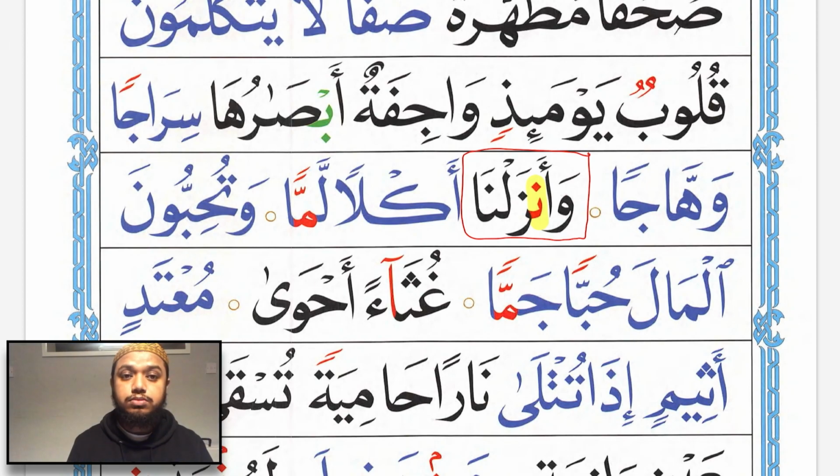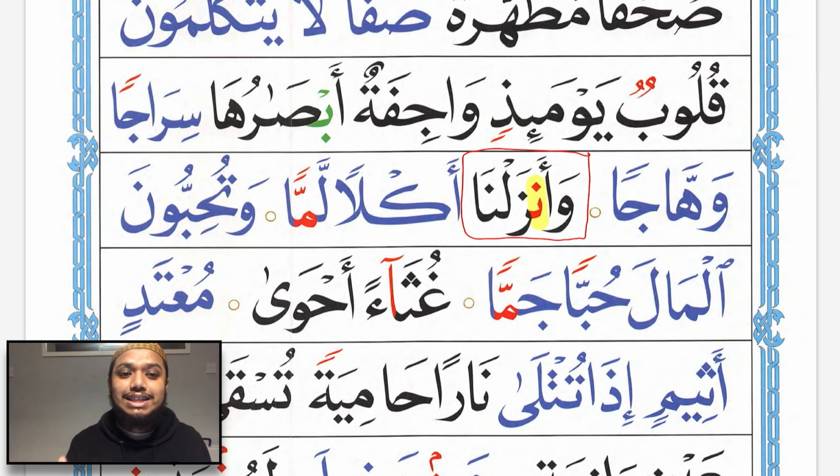So we have the word wa anzalna, noon sukoon. Now we must look at the next letter. Is it one of the six yarmaloon letters? Ya, ra, mim, lam, waw, noon? No, it's not. Is it one of these six throat letters? Hamza, ha, ayn, ha, ghain, kha? No, it's not. It's a za. So that means we must hide the noon with ghunna for two harakat. Is za a full mouth letter? No, it's not. It's a light letter, so the ghunna must be light.